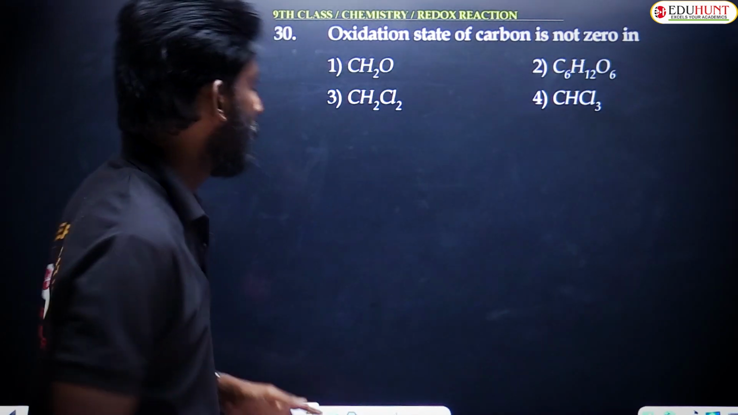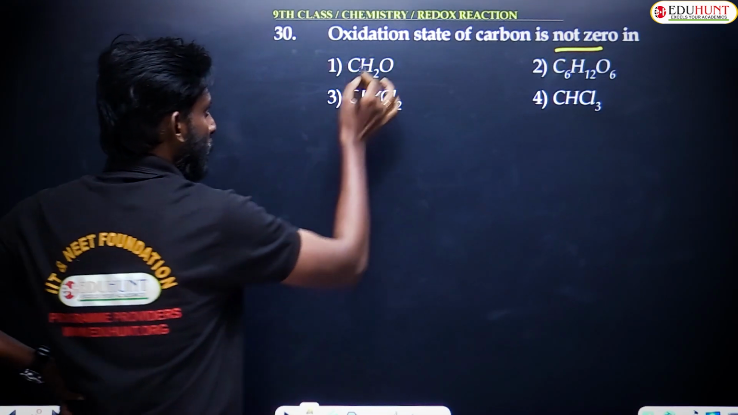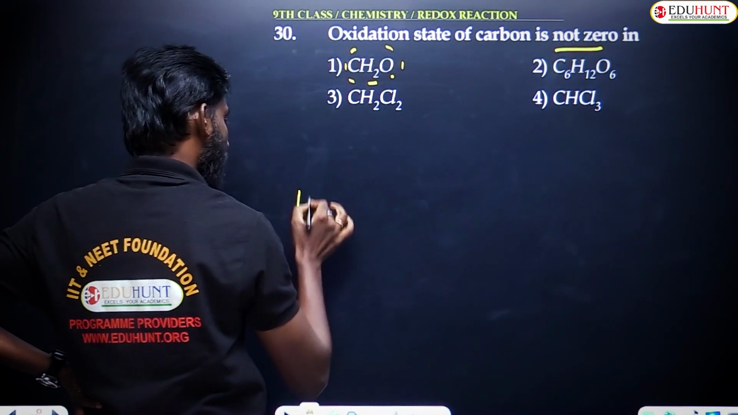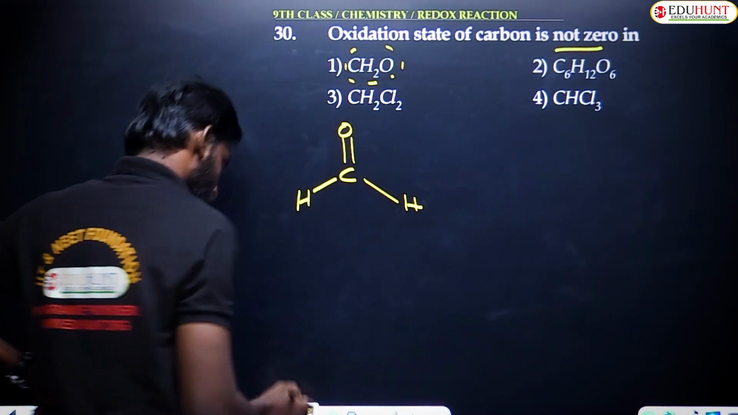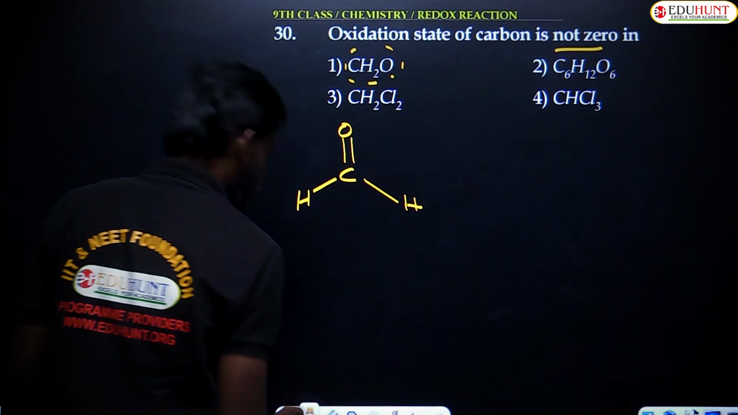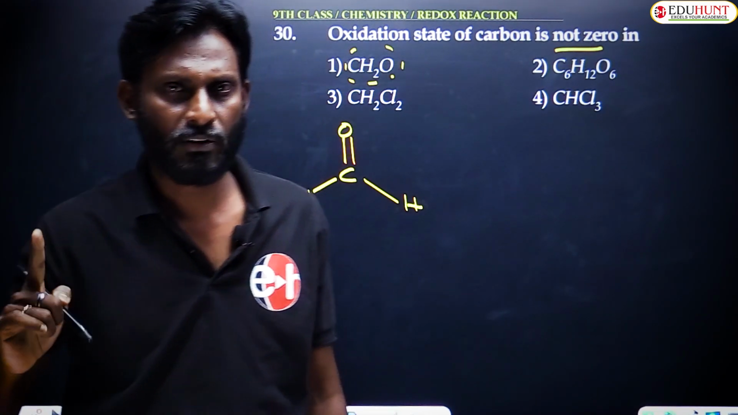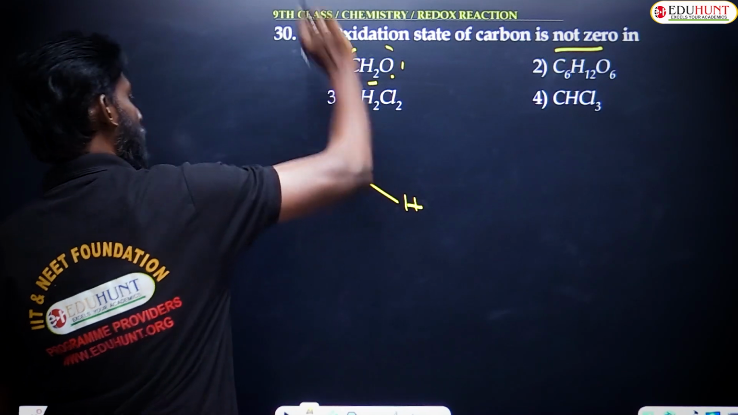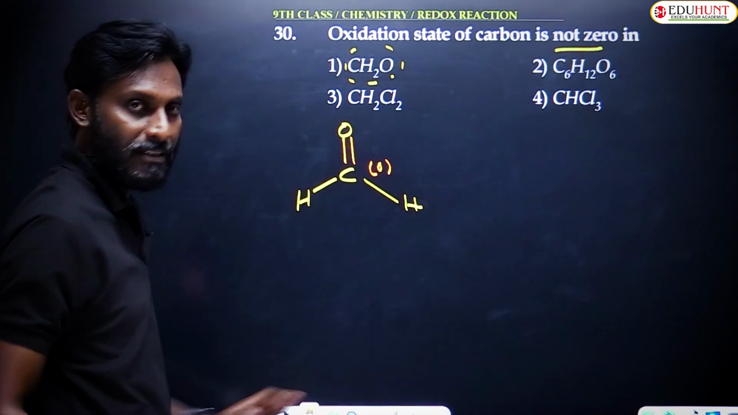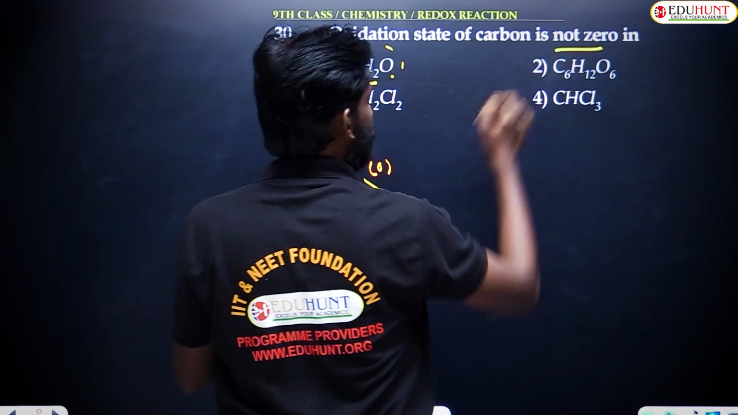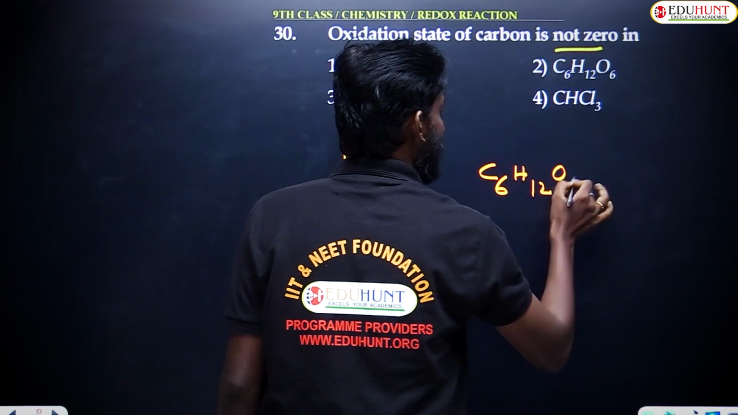Now, the oxidation state of carbon is not 0 in which of the following options? You need to check. See that. The first one is formaldehyde. You are having formaldehyde here. So plus 1. Oxygen is more electronegative than carbon, so plus 1, plus 2, minus 1, minus 2. Overall oxidation state 0. You know that. And in the theory classes I have explained this.